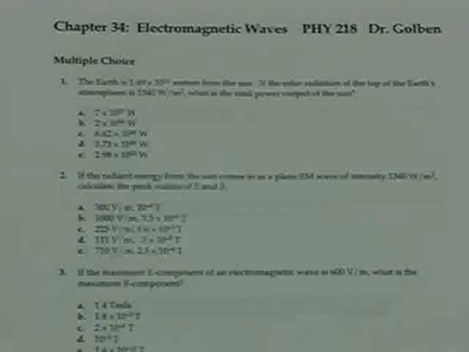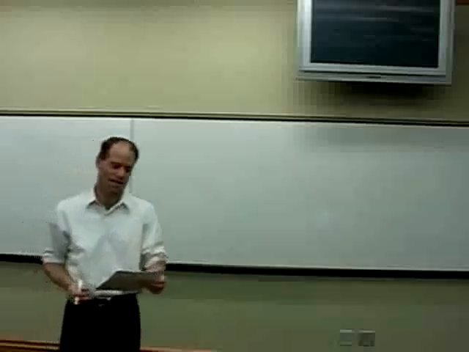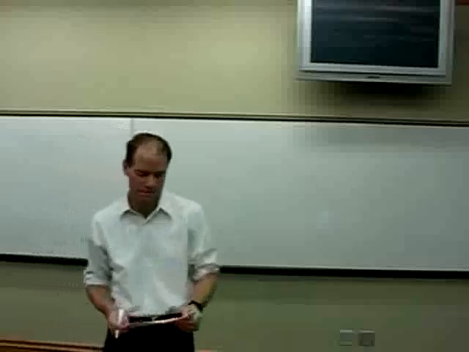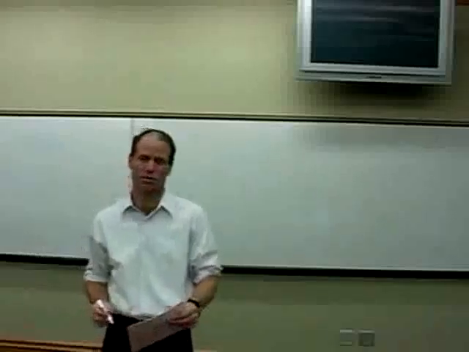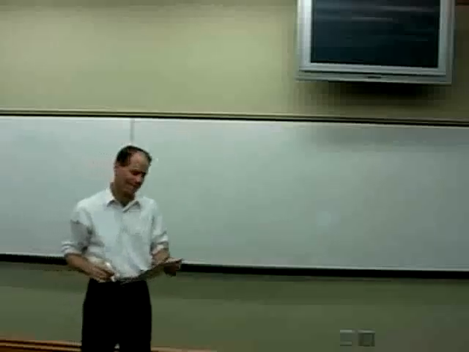Problem number 1. The Earth is 1.49 times 10 to the 11 meters from the Sun. If the solar radiation at the top of the Earth's atmosphere is 1,340 watts per meter squared, what is the total power output of the Sun? Okay, so the radiation on the top of the Earth's atmosphere is 1,340 watts per meter squared. With those kind of units, watts per meter squared, we're really looking at intensity.